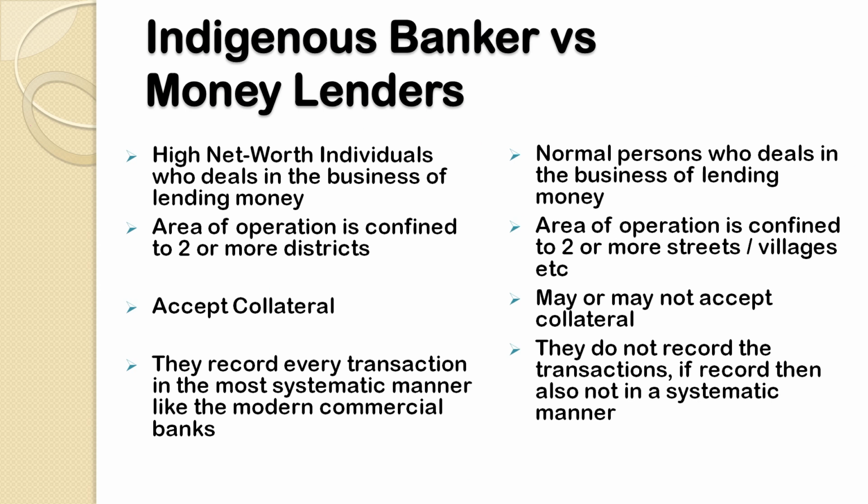Now, the third point of difference is collaterals. In the case of indigenous bankers, they grant loans only after accepting collaterals. That means collateral is an essential requirement in the case of indigenous bankers. While in the case of money lenders, they might take collateral, they might not take collateral. It is not a compulsory requirement. But indigenous bankers accept the collateral, and after accepting collateral, they grant loans.